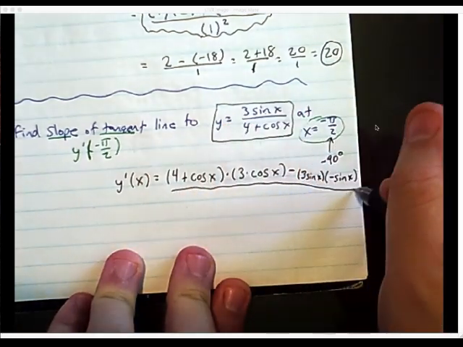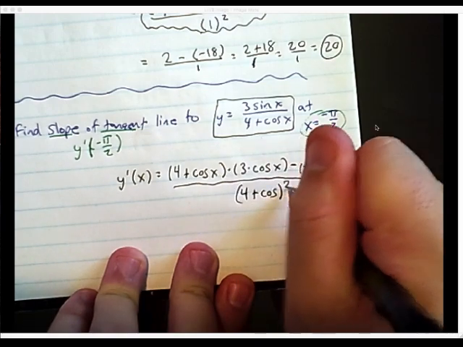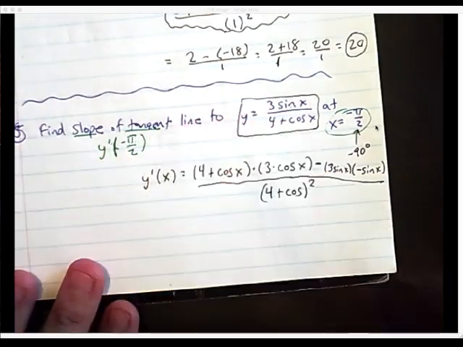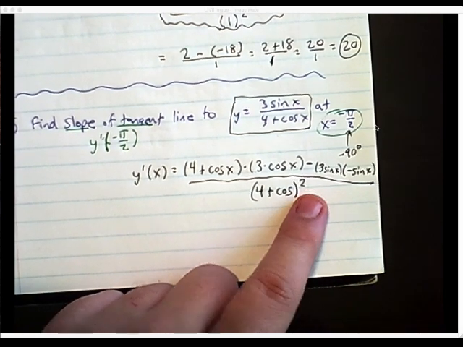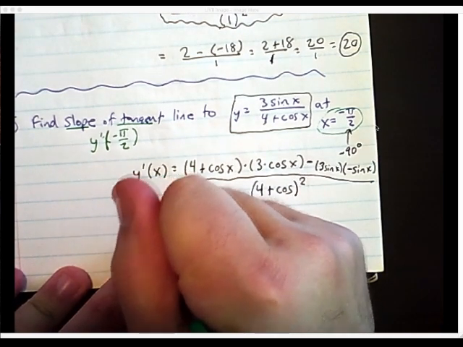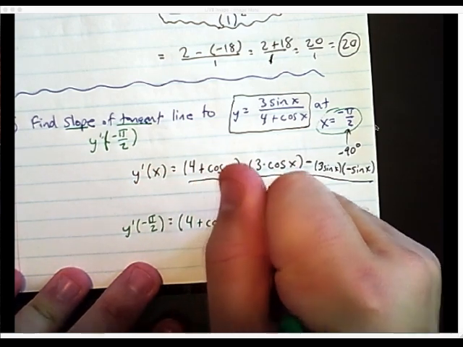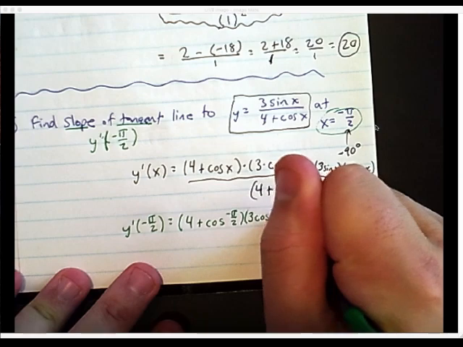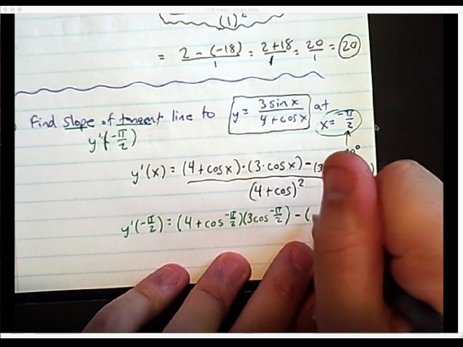All over low squared. Now, what are we really trying to do? We're trying to find y prime at that point. Could you simplify this? Yes. Does it do any good to actually do that? Maybe, maybe not. It's up to you. I'm not going to. I'm just going to be really careful. Okay. So everywhere I see an x, I'm going to plug in a negative pi over 2. And if we're lucky with some of this trig stuff, maybe some of it will go to 0.